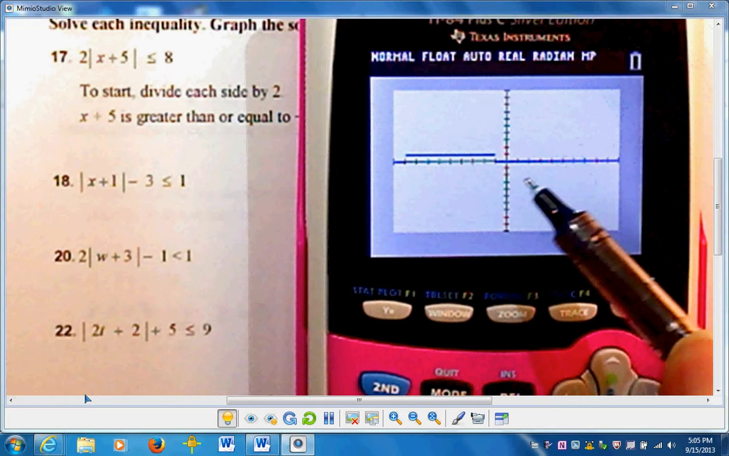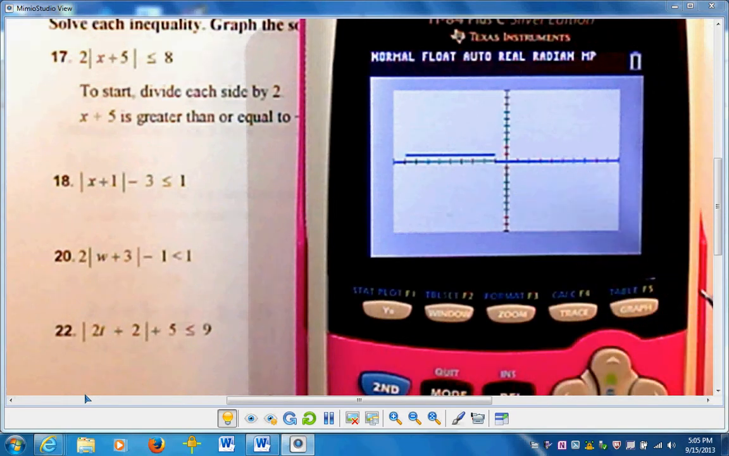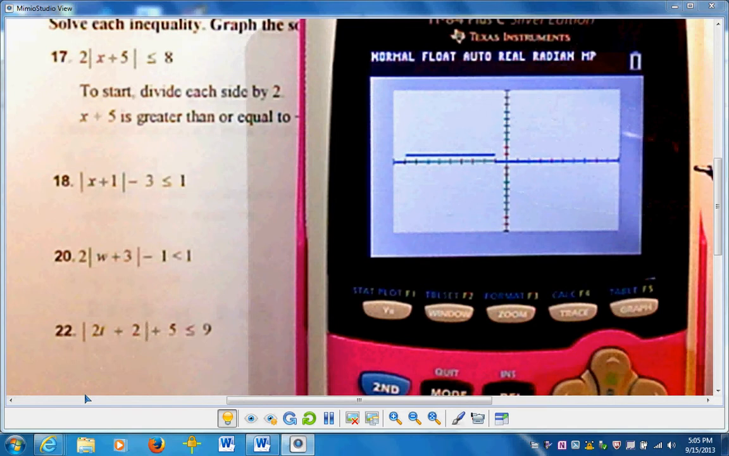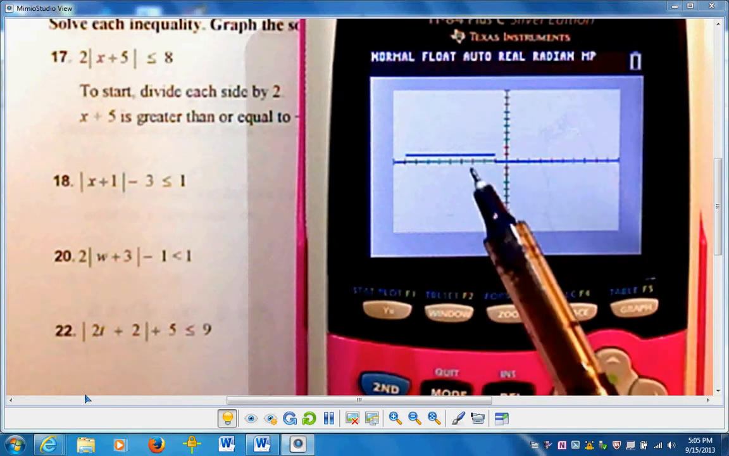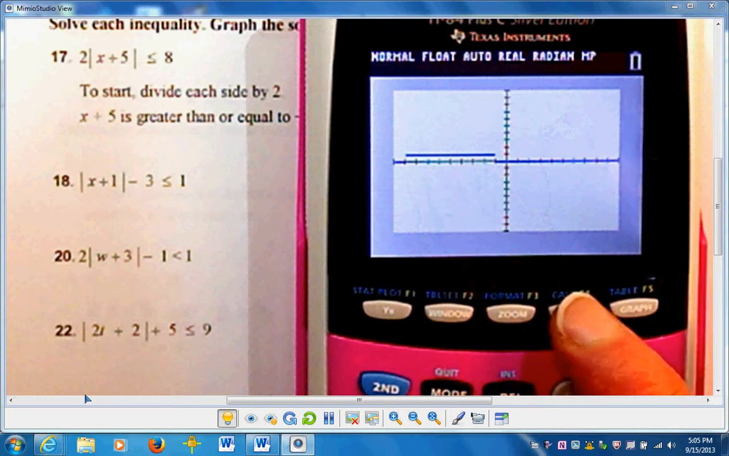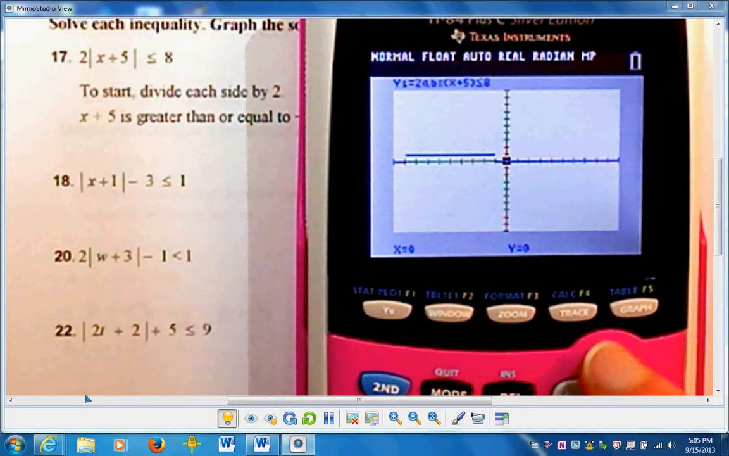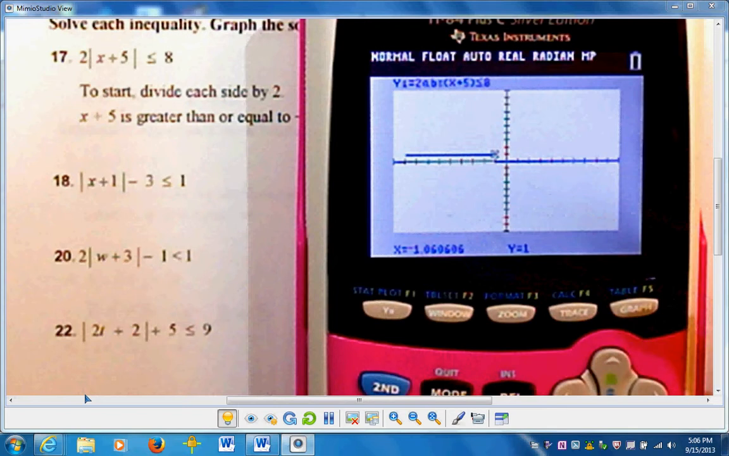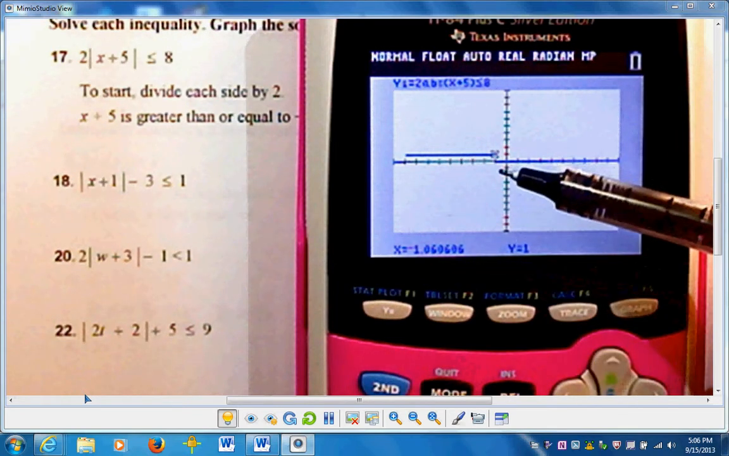So on my calculator, you can see there's a blue line on the x-axis. Those are values that x does not equal. Because if the line were just on the x-axis, it would be hard to see. So my answer is right here. I'm just going to push the trace button. And when I get on that point, notice it's negative 1.060606, which is essentially negative 1.